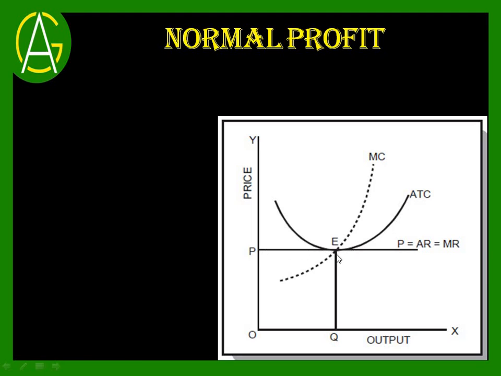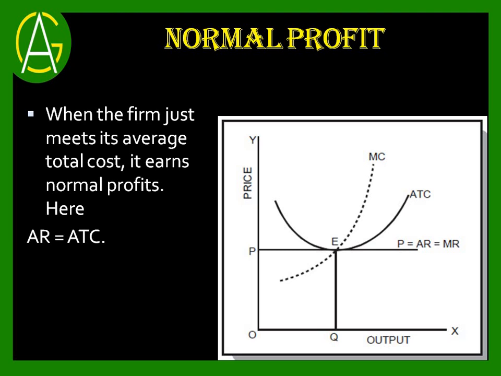At the equilibrium point, we can see that average revenue and average cost both are equal. When average revenue and average cost both are equal, it means that firm is making normal profit only. So this is written here. When the firm makes average revenue and average cost both equal, it is known as normal profit. So average revenue is equal to average cost here.